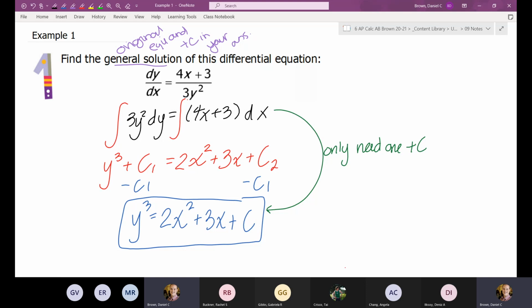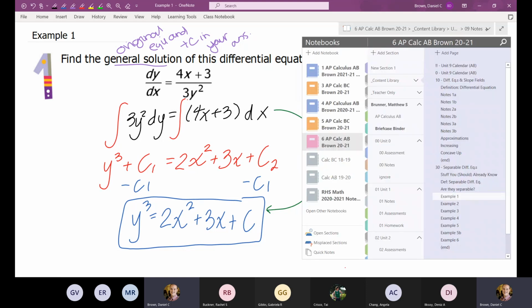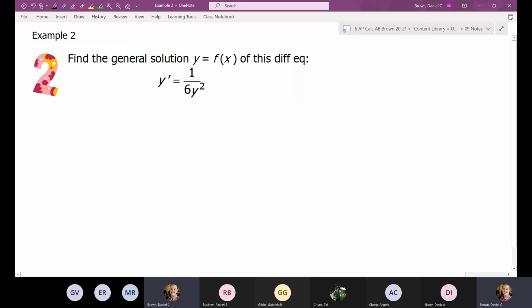Questions on that? All right, let's try another one. Find the general solution, y equals f of x, of the differential equation y prime, which is equal to 1 over 6y squared. How are the instructions to this problem different from example 1? There's the y prime. So again, when we see that y prime, what's another way we could write y prime? dy dx. And I would definitely do that for any of these problems because we are going to have to separate things.